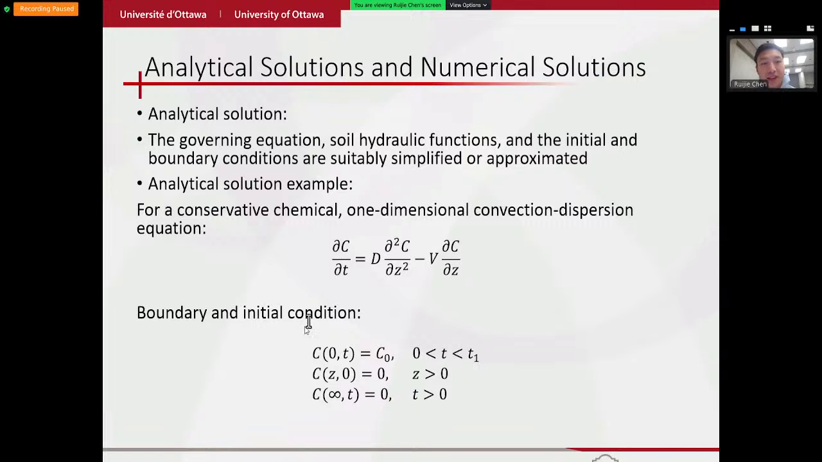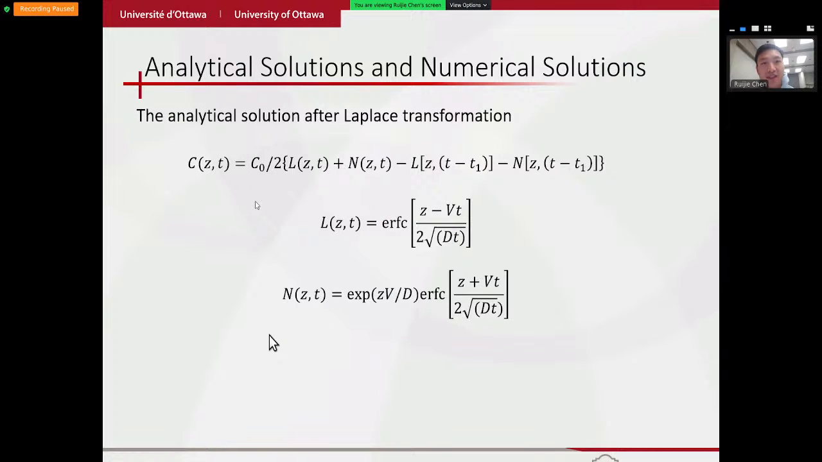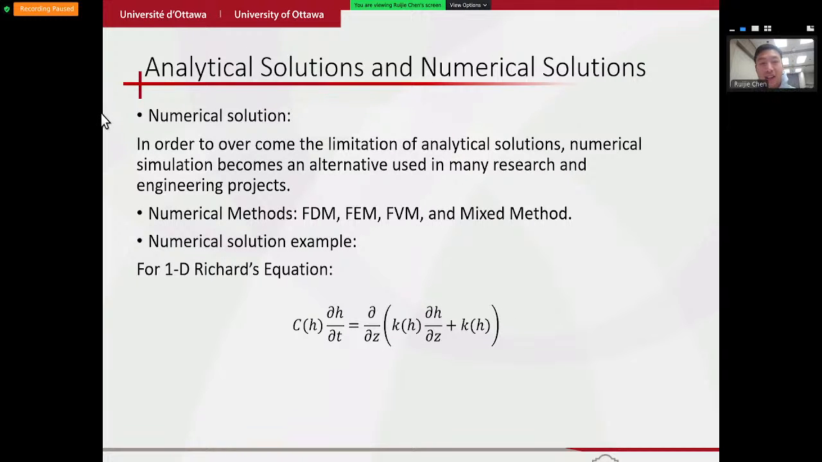With simple initial conditions and boundaries like this, the concentration as a function of z and t, the depth and time, can be written. It looks like this. So for a given time and a given depth, we know the exact solute concentration. The limitation is that an analytical solution cannot solve for complex conditions.